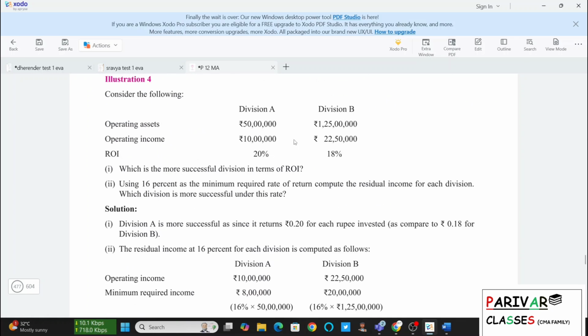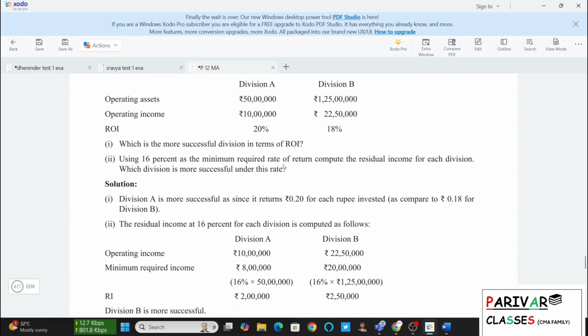Nothing here. He compared as a percentage. But in absolute terms, 22 lakh 50,000 is greater than 10 lakhs. We all know that. But investment is also higher in division B. Hence, we cannot compare this 10 lakhs with this 22 lakh 50,000, because of different levels of investments. That is why we compared returns here.